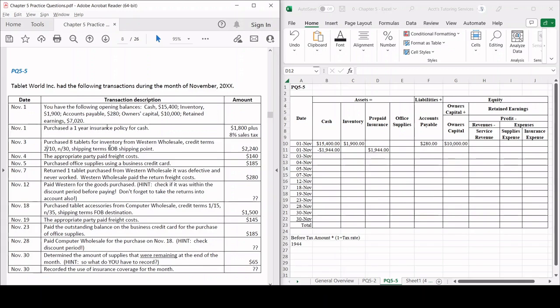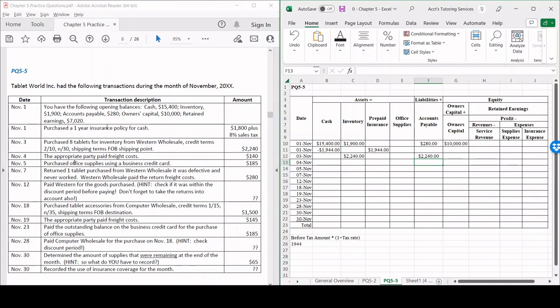FOB shipping point simply means that at the point where the seller ships it out, it exchanges legal title. So during transportation, it's in the buyer's possession, which means we pay for transportation or freight costs. Freight costs and transportation are used interchangeably. They mean the exact same thing. So let's journalize this transaction. We're going to increase inventory by 2,240. Remember, whenever we have terms and we're the buyer, that means accounts payable, so we increase accounts payable by the exact same amount.